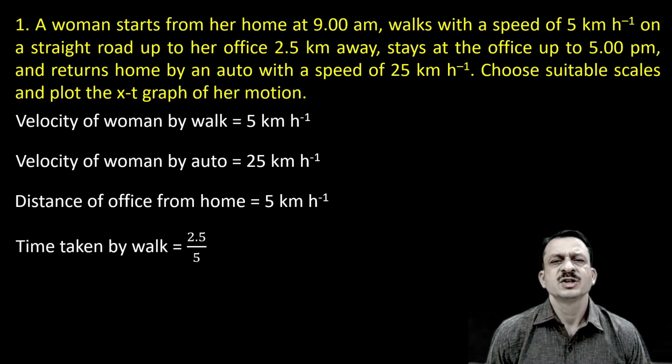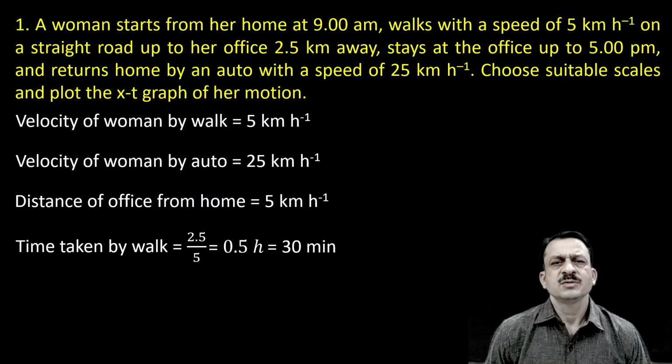Time taken by walk is the distance traveled divided by the velocity. Now 2.5 divided by 5, so it is 0.5 hours, or 30 minutes. In terms of minutes, it is 30 minutes.